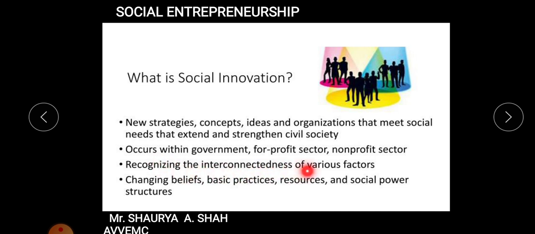Again, recognizing the interconnectedness of various factors. Which factors, students? Factors like the changing beliefs of society. Continuously, as you can see, there is a transition in the thoughts of society. Years back, society had a different mindset, and today society has a different mindset. Basic practices, resources and social power structures. So it recognizes the interconnectedness between all the basic factors of society, and then they try to innovate and make something new out of it. That is basically social innovation. Hope it's clear to each and everyone.